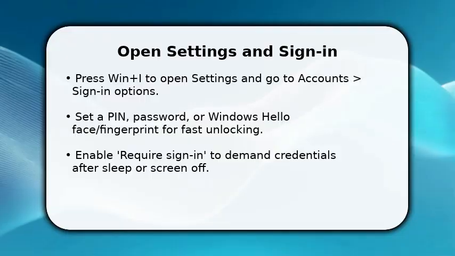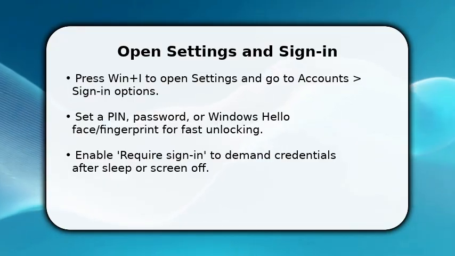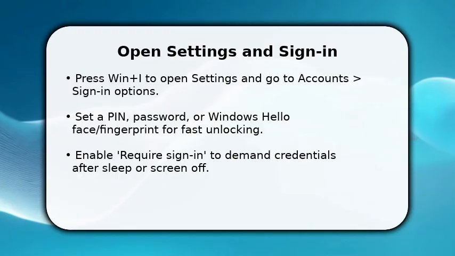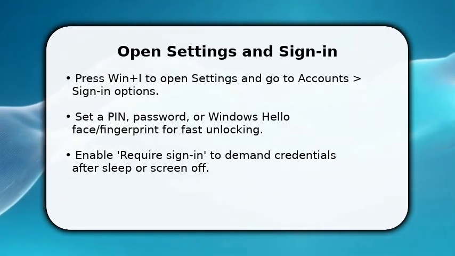Enjoy the video. You start by opening Settings with Win+I and navigating to Accounts, Sign-in Options. This is where lock behavior is defined. Create or confirm a PIN or Windows Hello method so lock is practical and secure. Once done, set Require sign-in to when PC wakes or always, depending on how strict you want access control. This prevents unintended access after sleep or timeout.